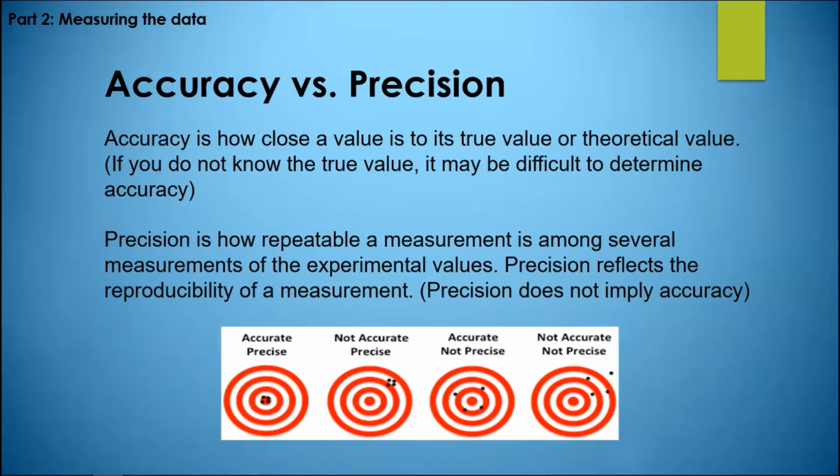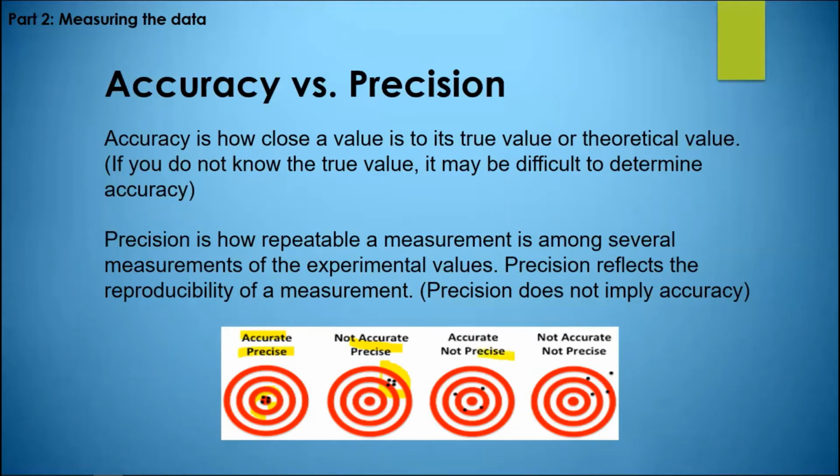If you look at the first bull's eye, you can see that all the data points are right in the middle. So it means it's highly accurate and highly precise, okay? And if you look at the second bull's eye, you can see that the data values are not really in the center, but they are all close together. This means these data values are highly precise, but not accurate, because they're not close to the theoretical value.